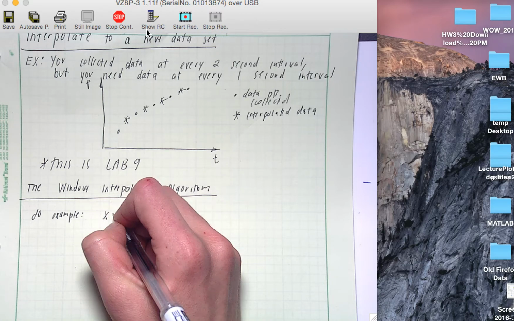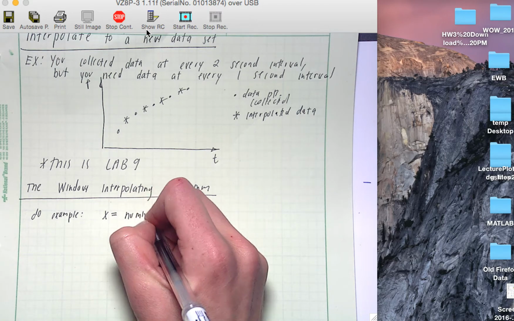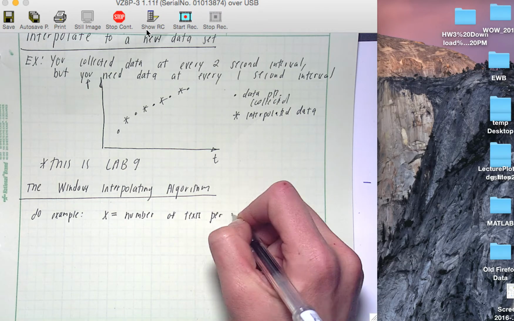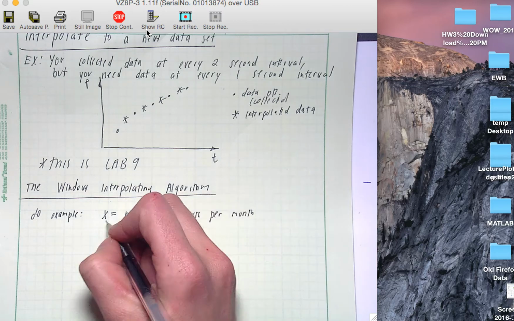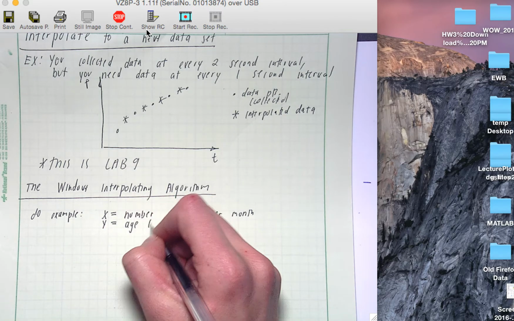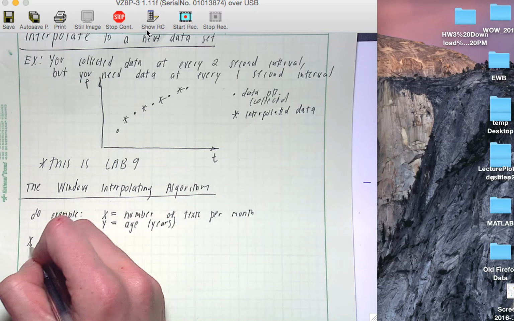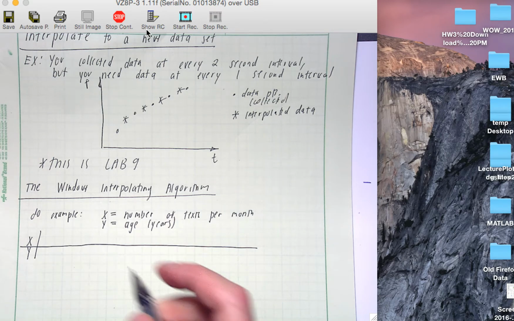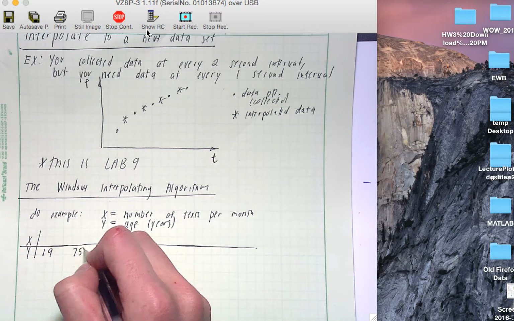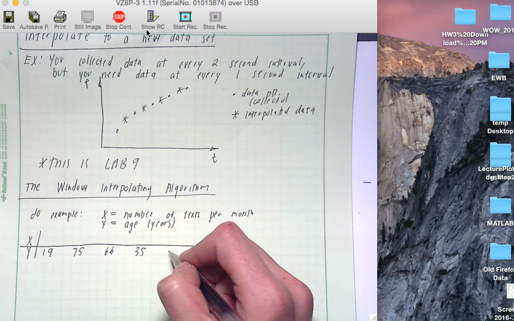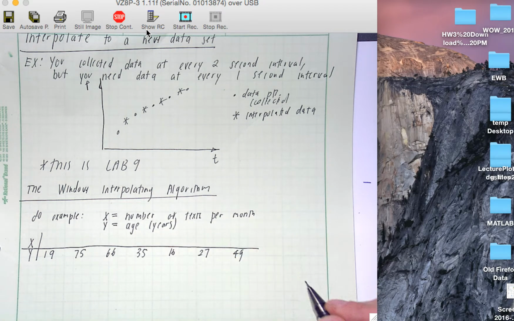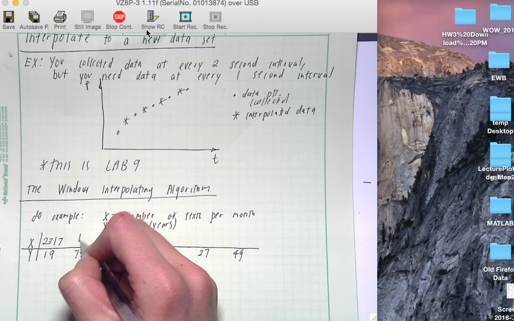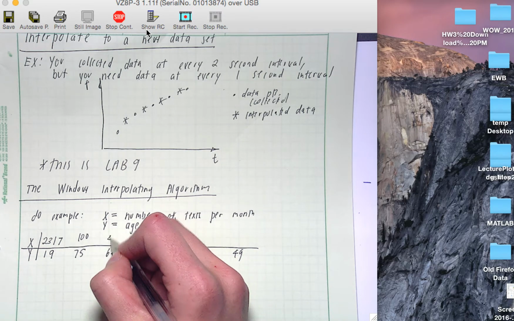So we're going to think about this for an example of X, which is data collected on the number of texts a person sent and received per month. And then Y is their age. So pretend that I talked to a bunch of people and I asked them what their age was and how many texts they sent and received. So for example, for ages, I have a 19-year-old, 75-year-old, 66, 35, 16, 27, 49. For the number of texts, the 19-year-old sent about 2,000, the 75-year-old sent 100, etc.